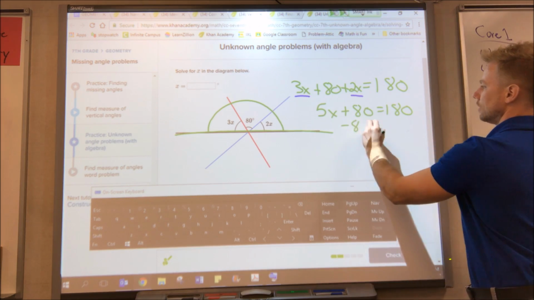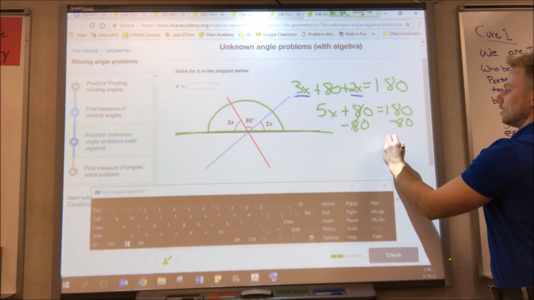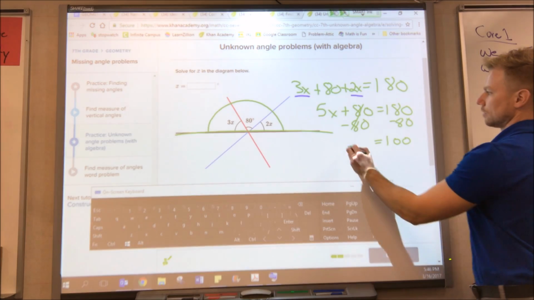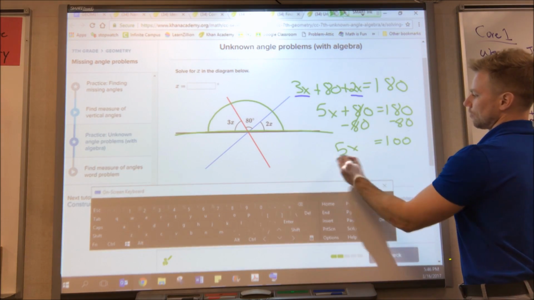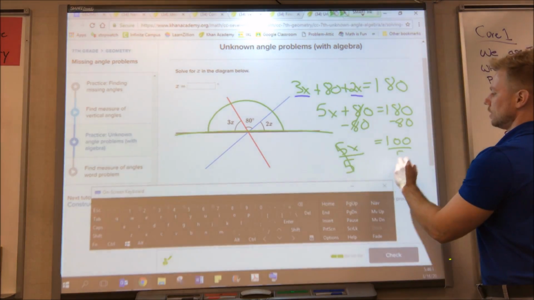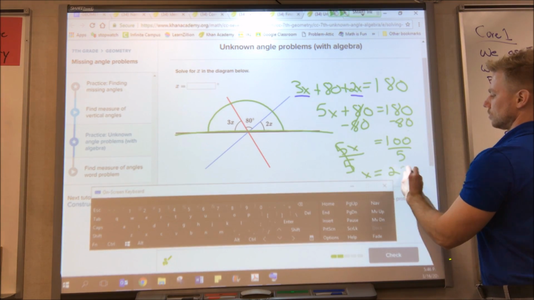Get rid of that 80, do the opposite of what we see. What we do to one side, we do to the other side. Get rid of that 5, opposite of what we see. X equals 20.